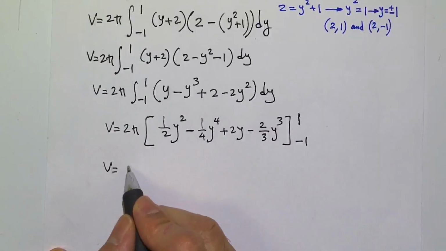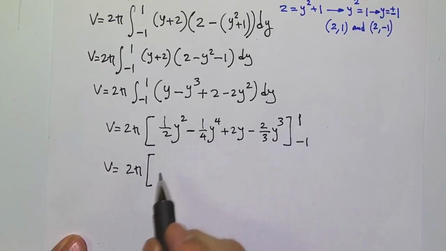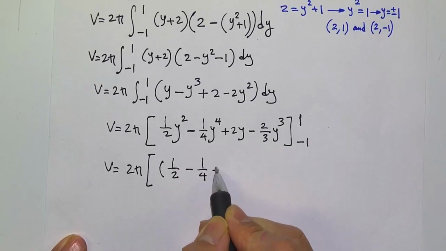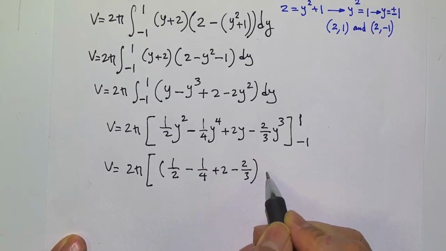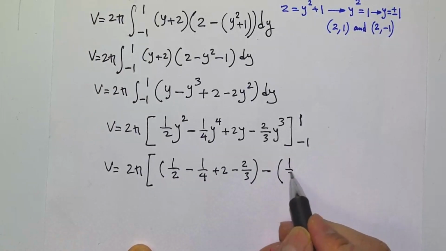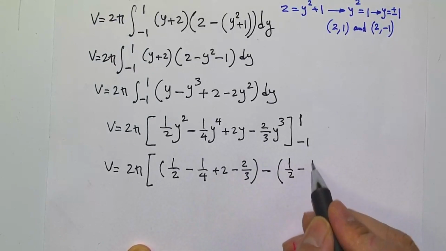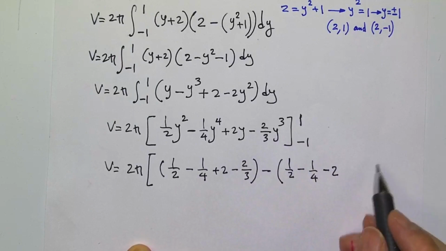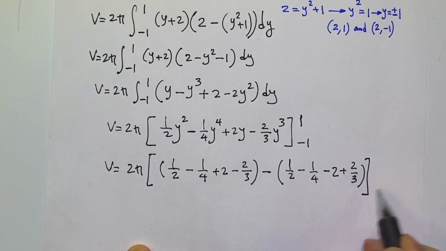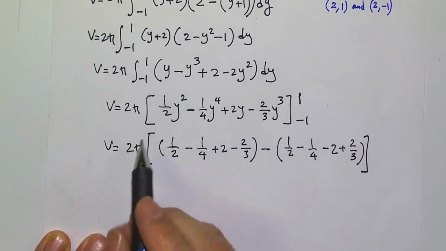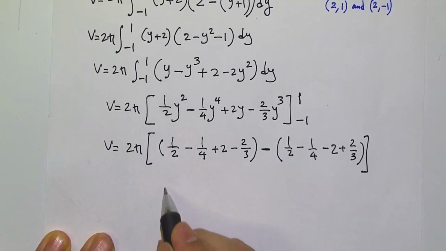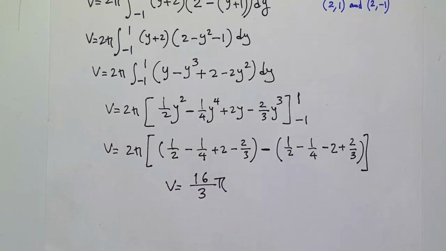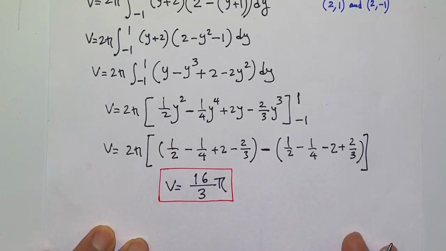So the volume then is equal to 2 pi times, substituting for y with 1, we have 1/2 minus 1/4 plus 2 minus 2/3, minus, then we have 1/2 again, and again minus 1/4, minus 2 here, and positive 2/3, like that. So after simplifying all of this and multiplying by 2 pi, we should get volume is equal to 16/3 pi. Like that.